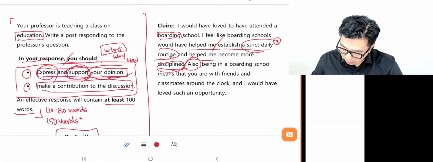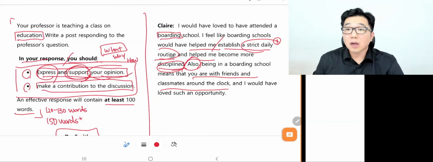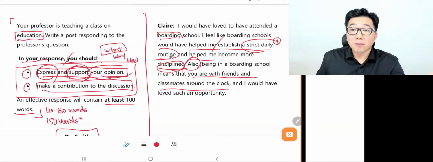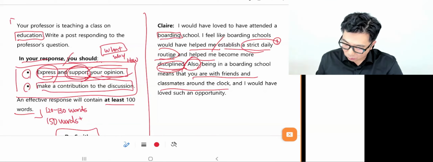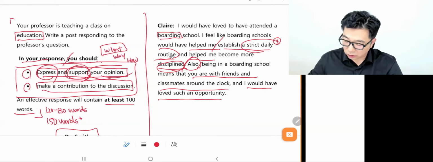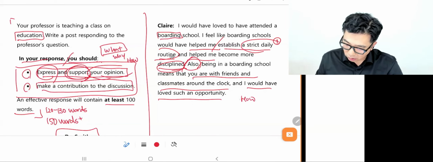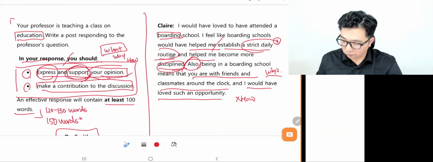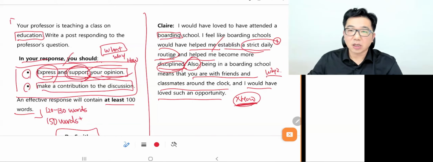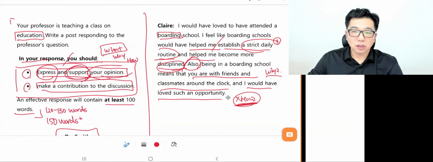Okay. Also, there's another reason. Being in a boarding school means that you are with friends and classmates around the clock all the time, long time, because you live with them, right? And I would have loved such an opportunity. So there's a lack of how here. Okay, there is why. So that's our opportunity. So we could infer and kind of finish the sentences for her that, you can build lifelong friendship with the people you go to school with.